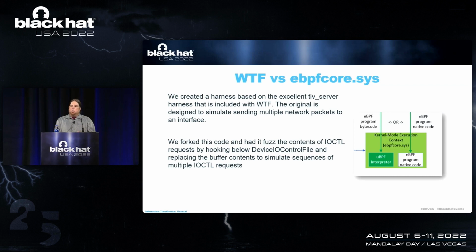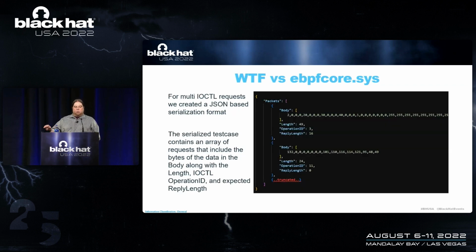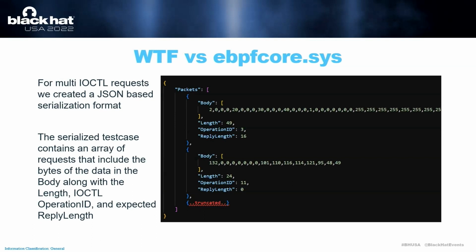IO control file API. And you'll see in the call stack here that ultimately from the userland, where you would normally call device IO control, it passes through several layers until you get to the kernel side handler for all of that. And we replace the contents of those buffers each iteration. And then we had to use a JSON-based serialization format that could hold multiple ioctl requests.